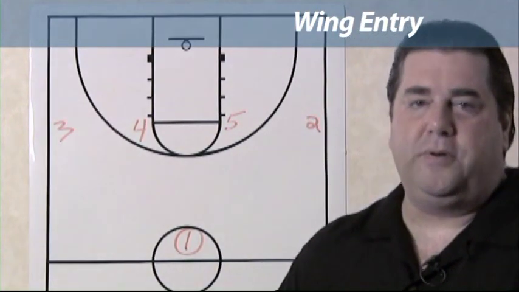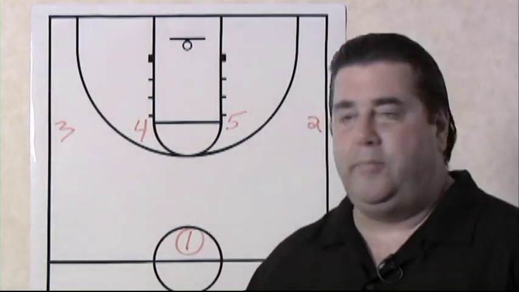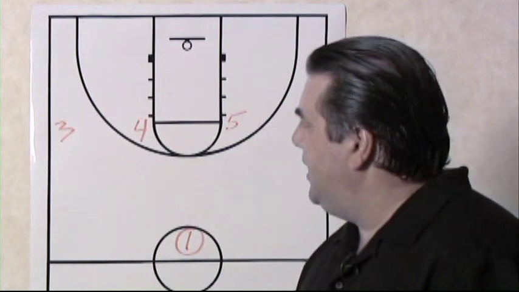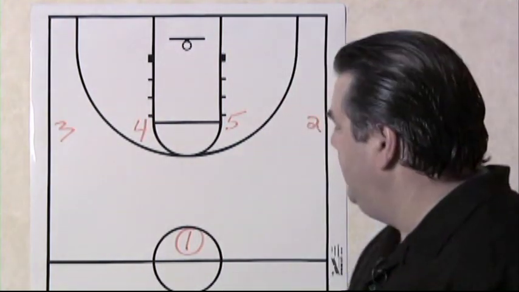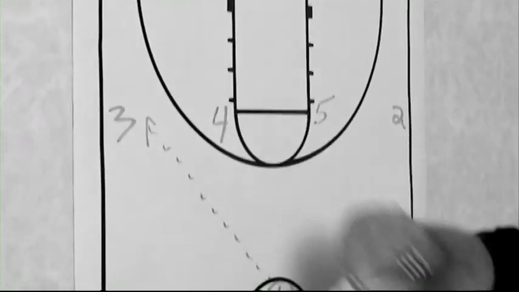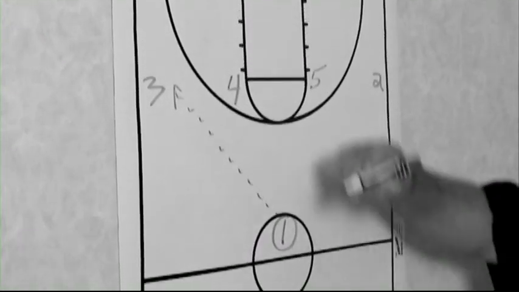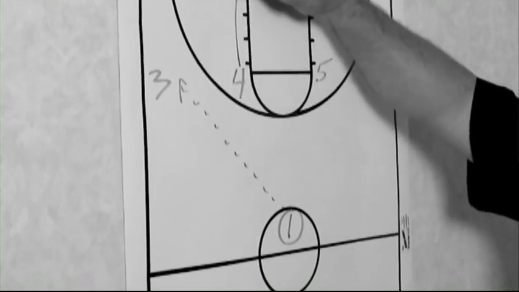Now we're going to look at our wing entry options out of the fusion offense and our 1-4 starting alignment. Number 1 has the option again to throw to either player, 2 or 3. In this diagram now we're going to show you 1 making the entry pass to the wing player, number 3. 4 recognizes the pass is made to the wing.